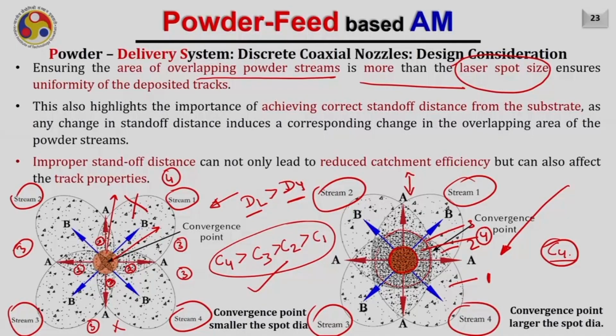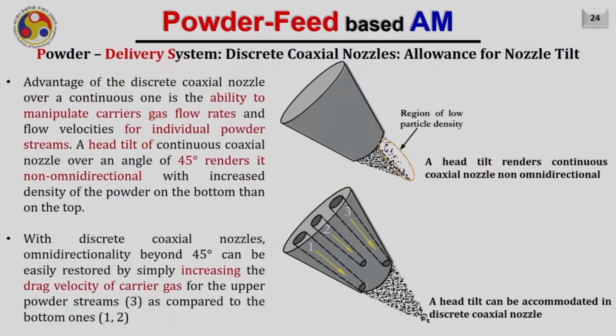However, one can notice that in that case a lot of powder will get wasted, because at the substrate, for example, this is the scenario which we are seeing, and in that case it will be very obvious that this much powder is going to be wasted. So that will reduce our catchment efficiency.